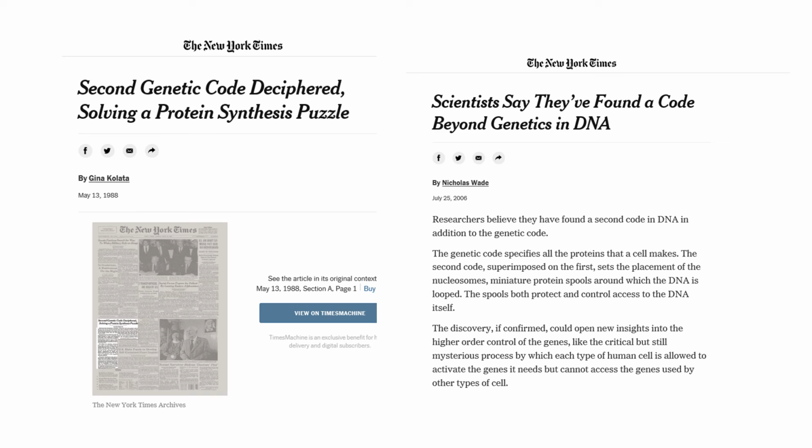And that is part of the function of the nucleosomes because they allow the proper segments of DNA to be unwound to make, for example, what a liver cell needs versus a pancreatic cell versus a nerve cell versus a heart cell versus a blood cell. So every few years, we will hear about a second genetic code.